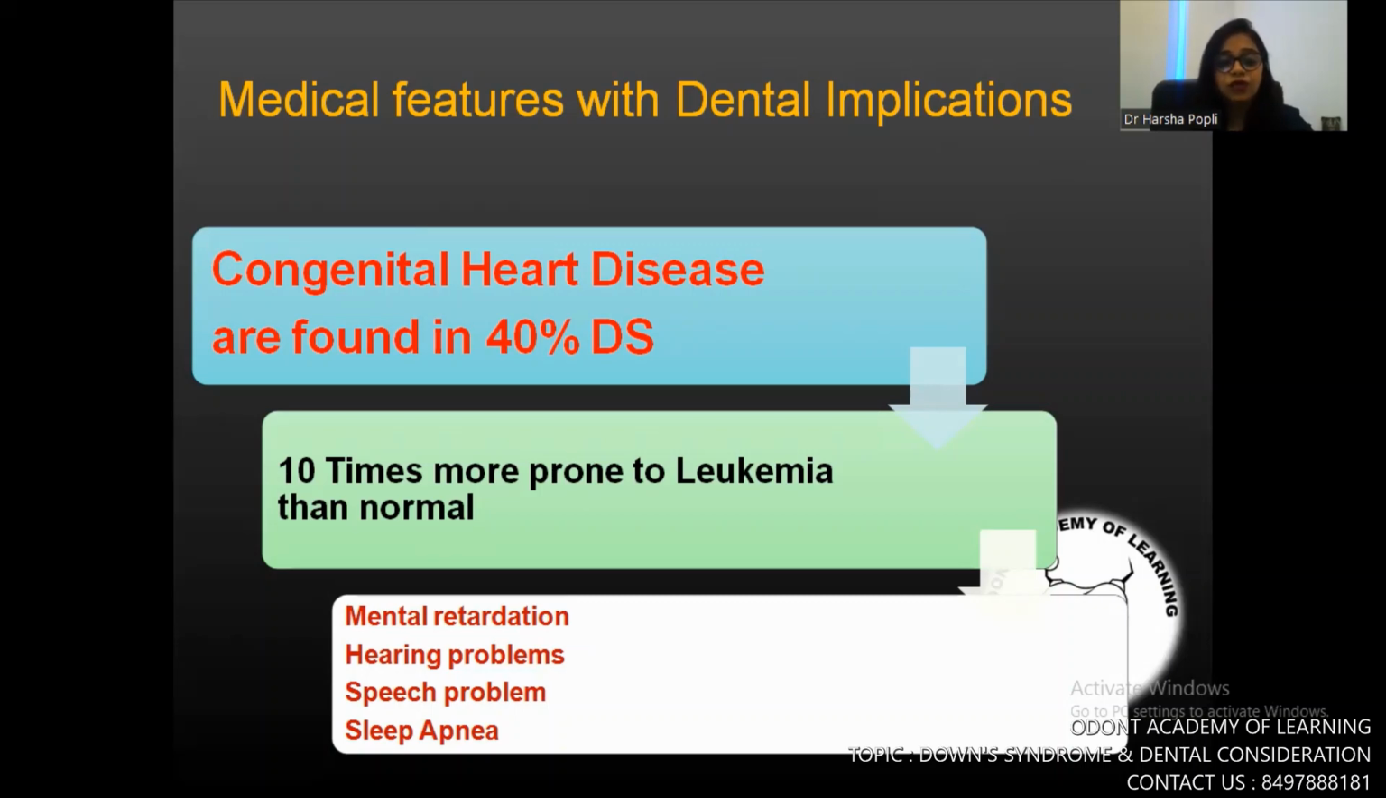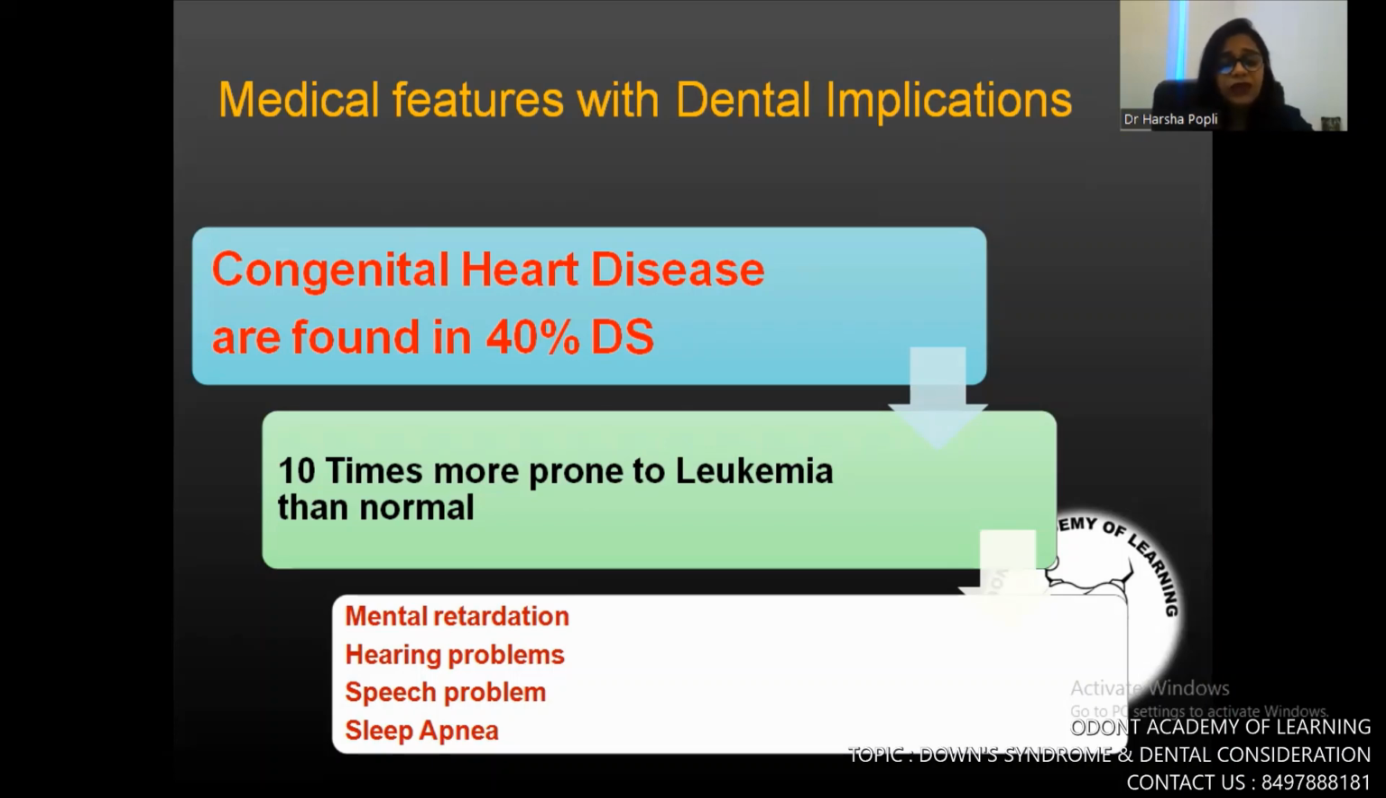And the second most common is that Down syndrome patients are 10 times more prone to leukemia. So again, we need to take a deep history, and if the patient has leukemia, you need consent and blood test reports done.